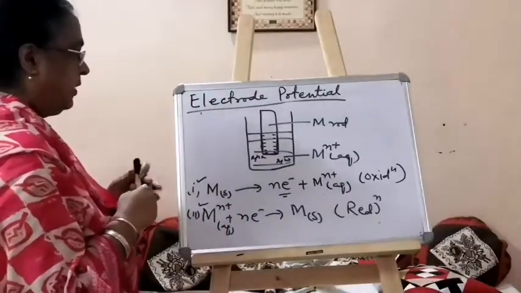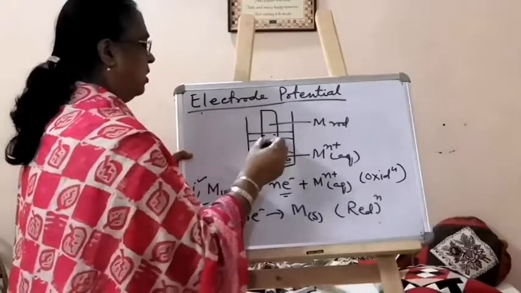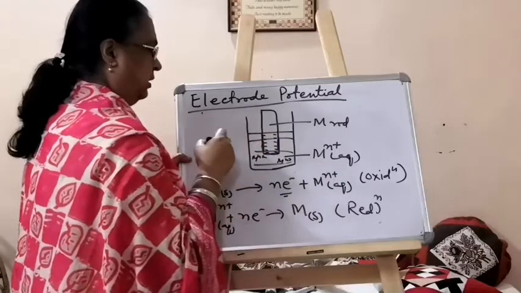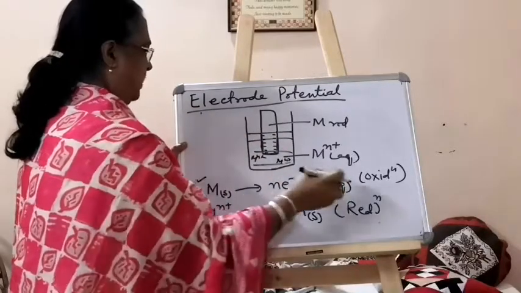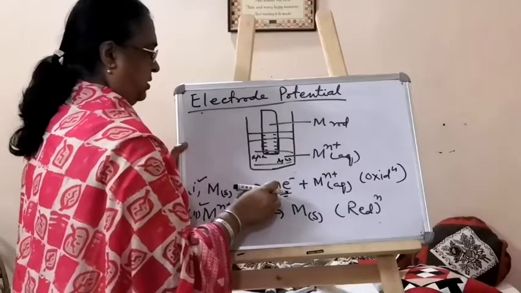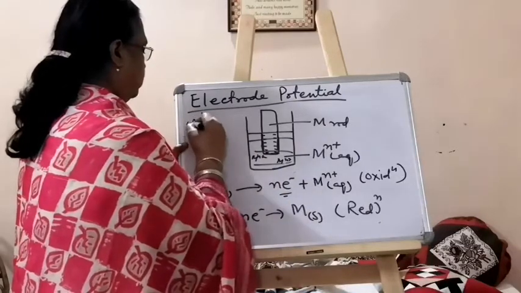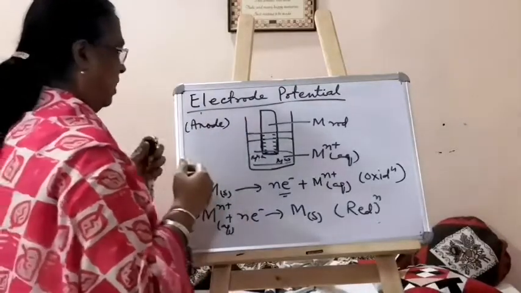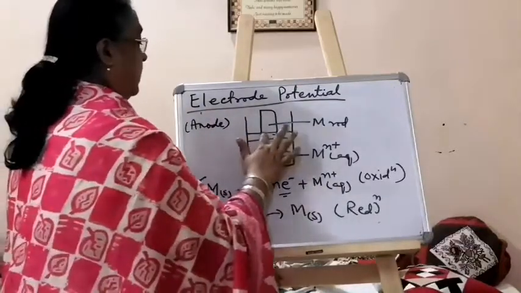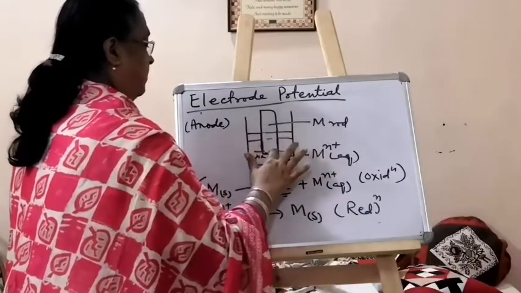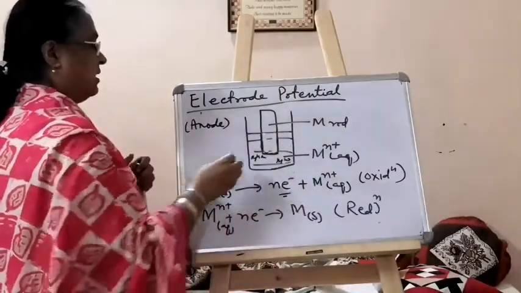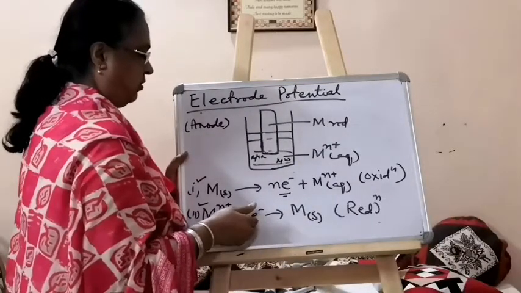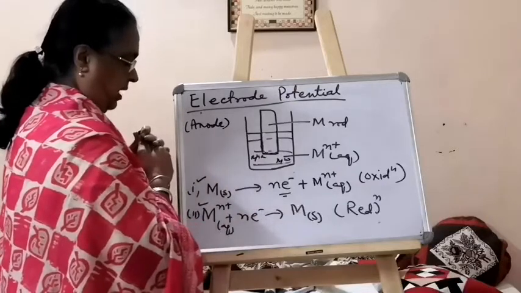So what will happen here? Because of electron accumulation, this electrode will be turned negative, and it is said to be the oxidation electrode because oxidation is taking place, also known as the anode. Now, if the other phenomenon is taking place, the metal ions will gain electrons, and when they gain electrons, they will turn into solid metal.